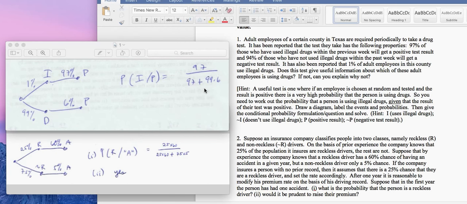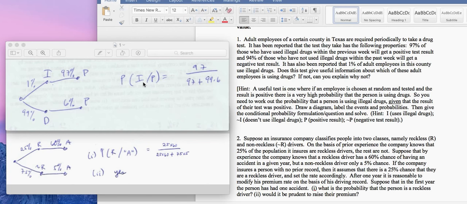It turns out not to be that reliable. What this indicates is that even if you got a positive result, the chances that you are an illegal drug user isn't, it's pretty reliable, but not as reliable as you would think. So think about what that means.